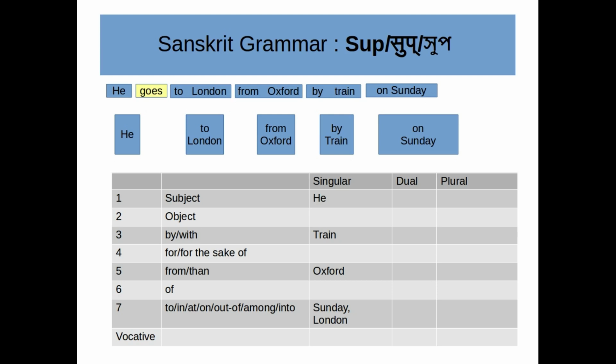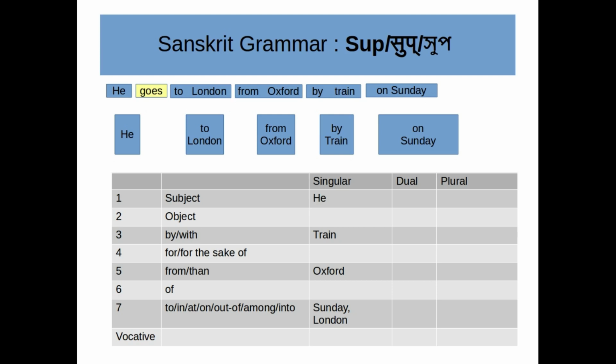So now let us go back and look at our sentence. So London will go to the 7th row. Sunday will go to the 7th row because on and to are 7th row. And Oxford will go to the 5th row, that is Panchami Vibhakti. And the train will go to the 3rd row, that is Tritiya Vibhakti.